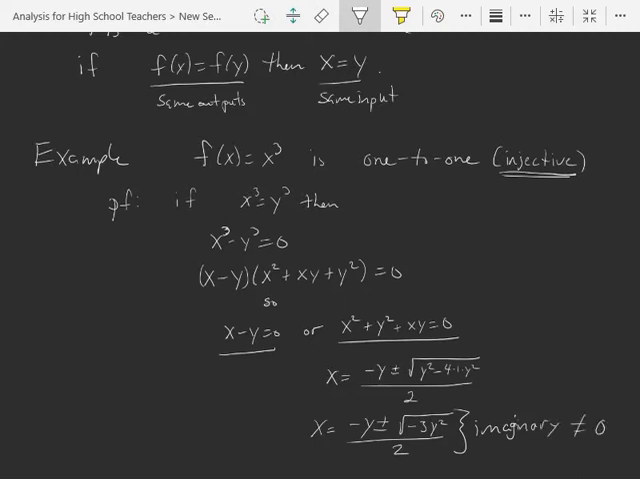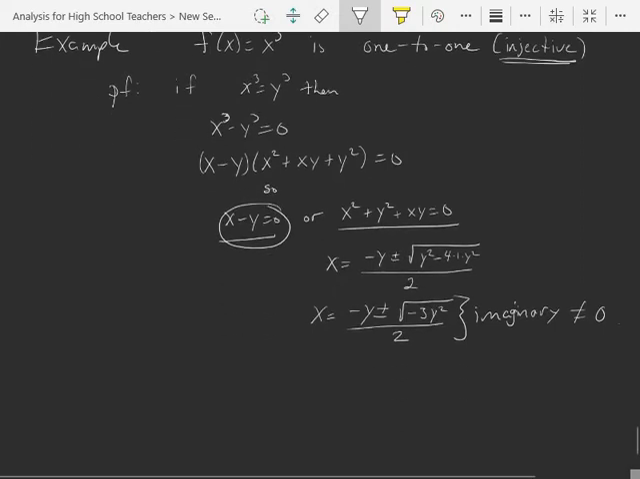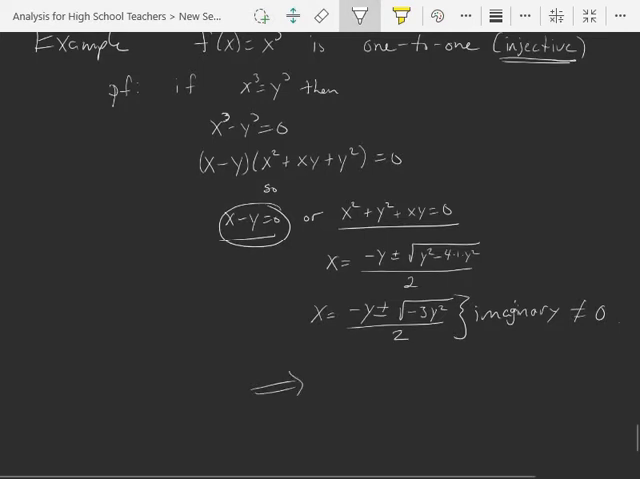So it's never equal to 0. So the only way that this could be 0 is if x minus y equals 0, giving us x equals y. Alright, so we have a proof that the cubing function is injective.